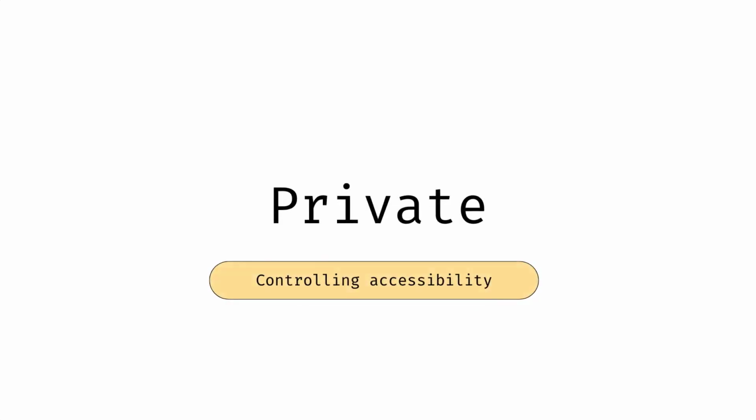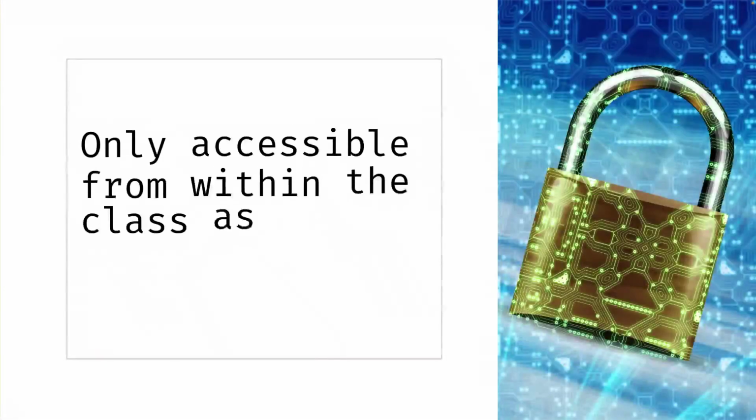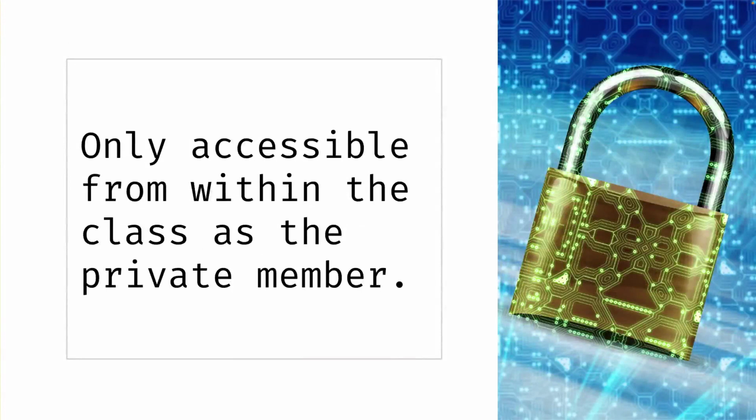Let's talk about something private. Nope, not like this. I mean Java private. The private access modifier in Java is used to indicate that the member can only be accessed from within the same class in which it's defined.